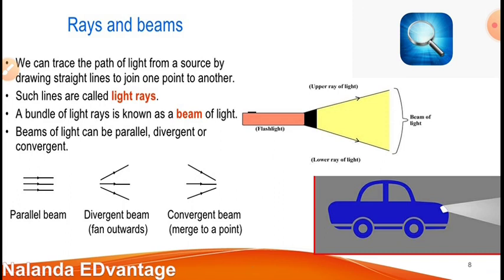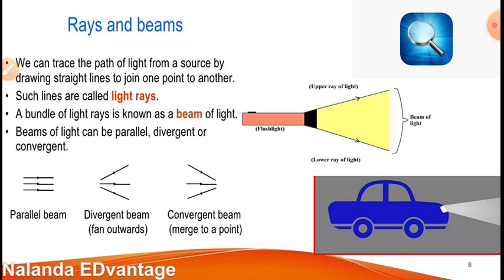Now, light, rays and beams. You can see here that light travels in the form of rays, and when there is a collection of rays, this is known as the beam of light. Now, this beam of light can be parallel, divergent or convergent. A few examples. For example, parallel beams: the car headlights give out a parallel beam of light.